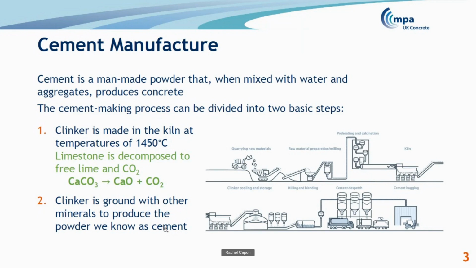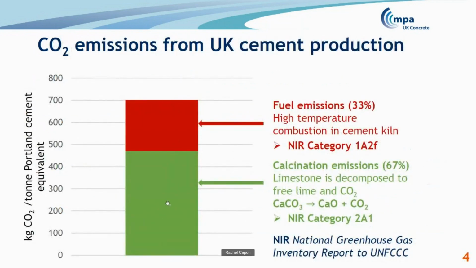Then once we've made the clinker, we cool it down and it's ground with other minerals to produce the powder we know as cement. So there are two sources of CO2 emissions from cement production. The first is the fuel emissions. So we're combusting fuels, coal or waste-derived fuels, tires, etc. These are all being combusted at high temperatures in the cement kiln, and they will produce CO2.